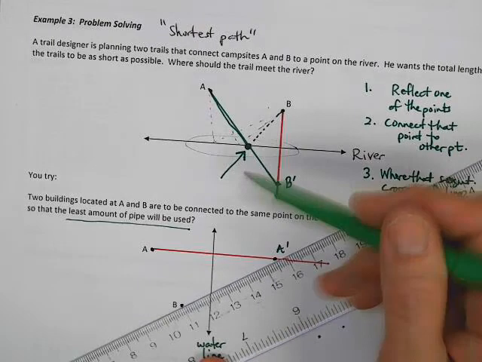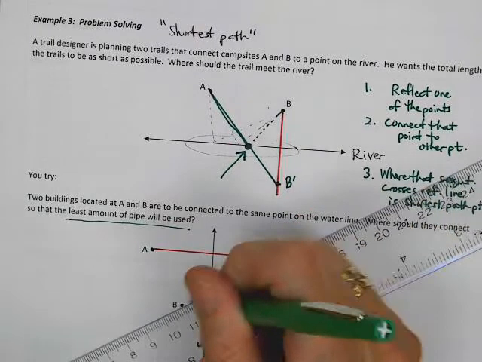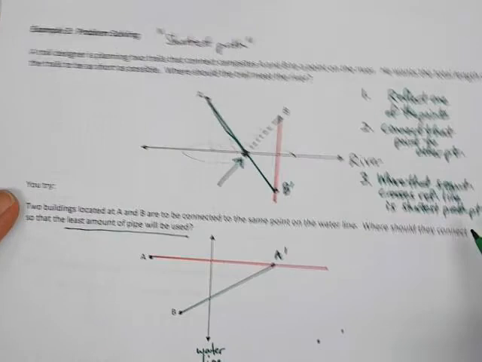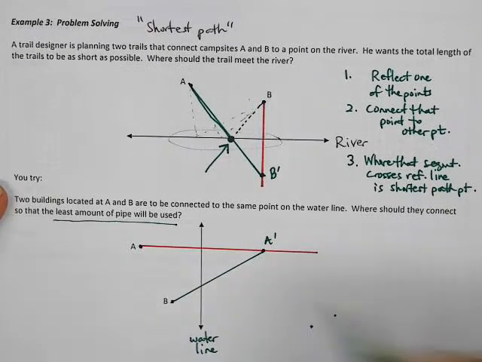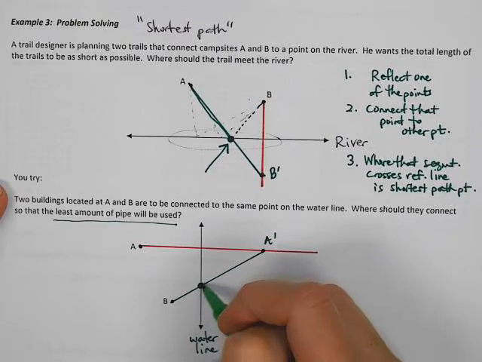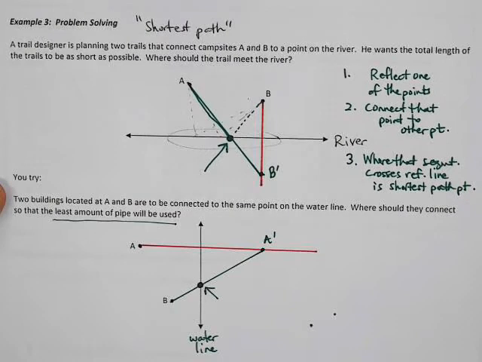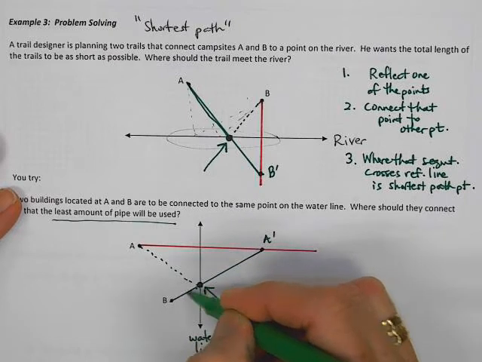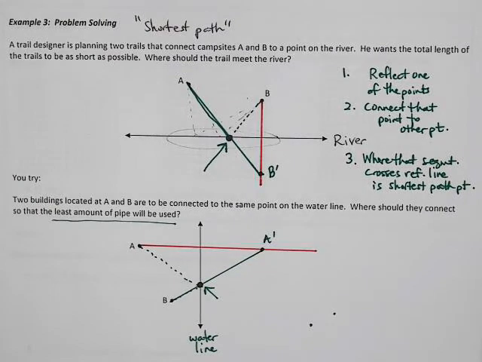So I'm going to connect that to B. Where that segment crosses the line of reflection, that's my shortest path point. So here it is right here. That's the shortest path point that I want. So I would want to go from A to that point to B. That would be my shortest path.